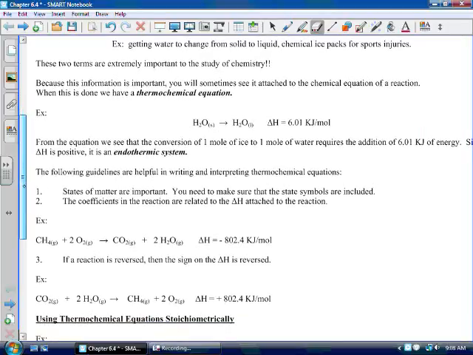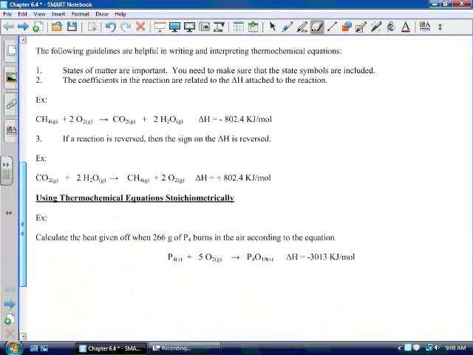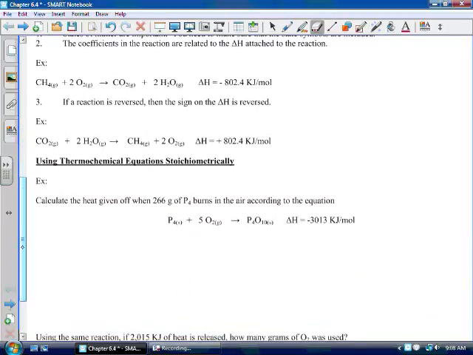Now let's see how we use thermochemical equations to do stoichiometry, as I've been talking about. In our first example, we're asked to calculate how much heat would be given off if we burn 266 grams of phosphorus in the air, according to this equation. In this reaction, P4 plus 5 O2 produces P4O10, and in that combustion, we generate negative 3,013 kilojoules per mole of reactant.